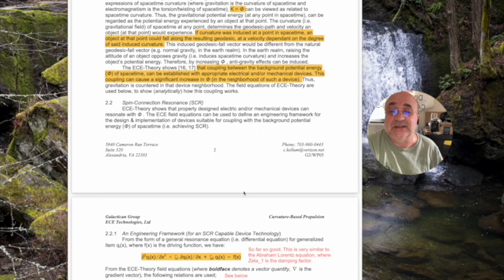Spin connection resonance. This is supposedly the key coupling, spin connection resonance, SCR. ECE theory shows that properly designed electrical or mechanical devices can resonate with phi. The ECE field equations can be used to define an engineering framework for the design and implementation of devices suitable for coupling with the background potential energy phi of spacetime. In other words, achieving SCR.